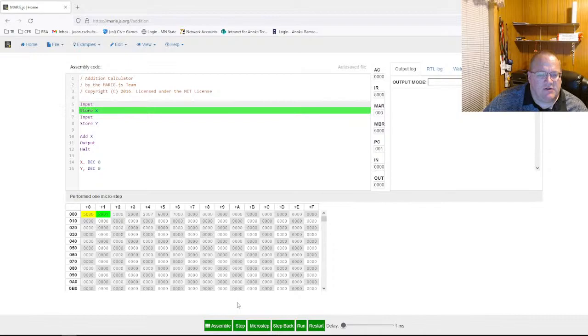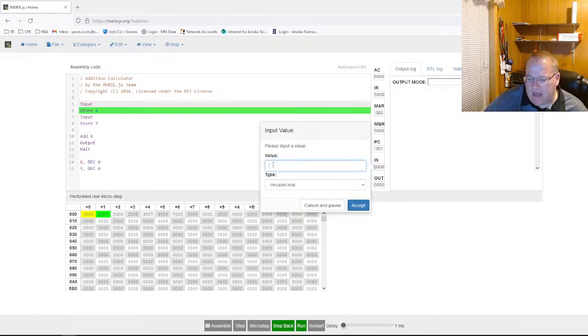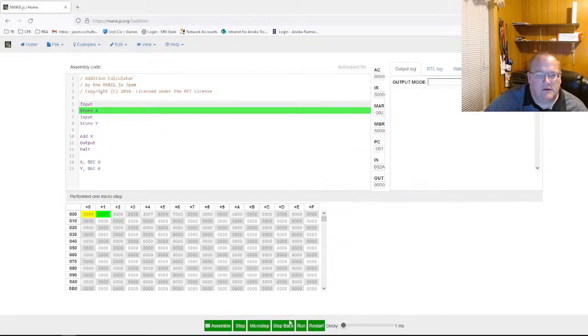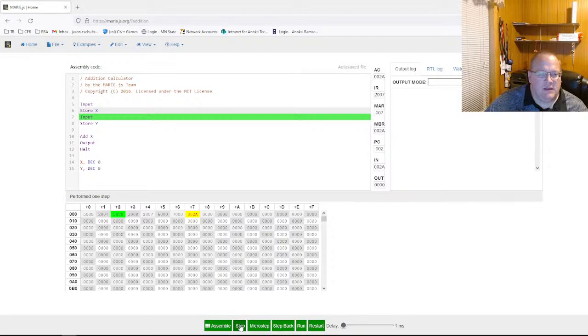Okay, so then it's going to do a store X. Okay, so it asks for a value. I'm going to put in a value of 42 in hexadecimal. Sure. Let's do decimal. So that's 2A, and that's correct. It put that into the input. It now took the input and put it into the accumulator. So it's a little behind is what's going on. And it stored that in X, and in this case, X is 2A.